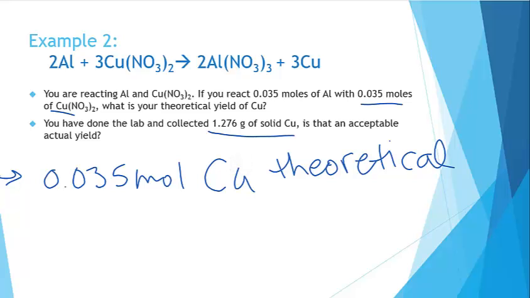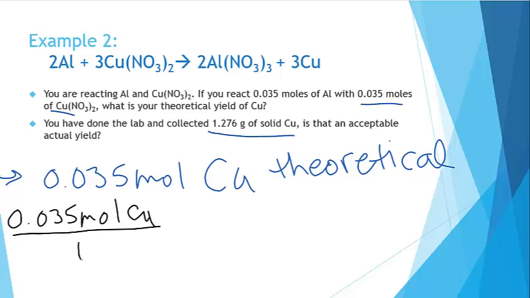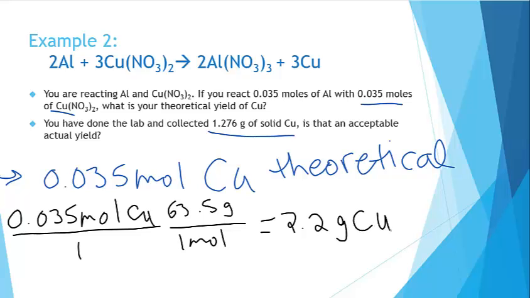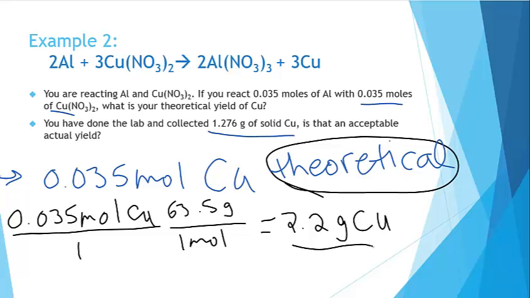So let's change that to grams. So we have 0.035 moles copper. And of course, to go to grams, we have to use the molar mass of copper. Okay, and our molar mass is 63.5 grams. So you're going to take 0.035 times 63.5, and you come up with 2.2 grams of copper. And now remember, this is our theoretical yield. So theoretically, we could have made 2.2 grams, but we actually made 1.27 grams.